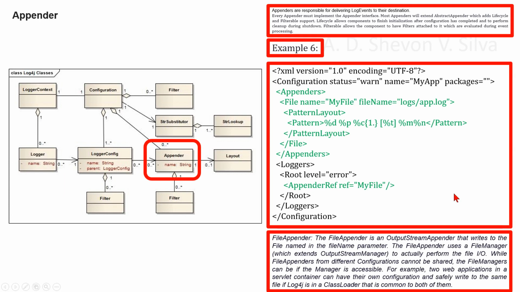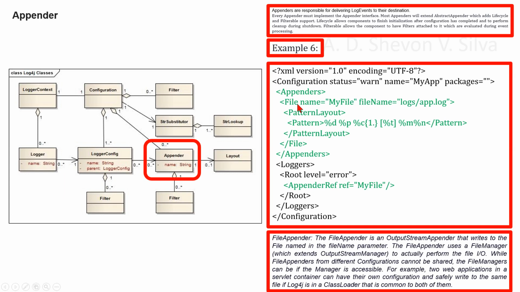FileAppender. The FileAppender is an OutputStreamAppender that writes to the file named in the fileName parameter. FileAppender uses a FileManager, which extends OutputStreamManager, to actually perform the file I/O.